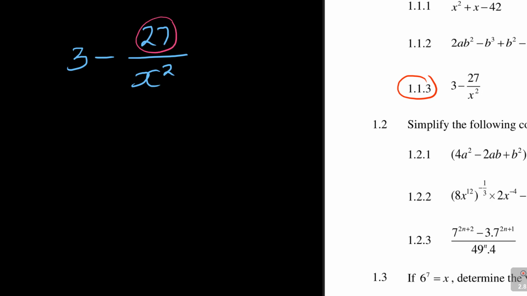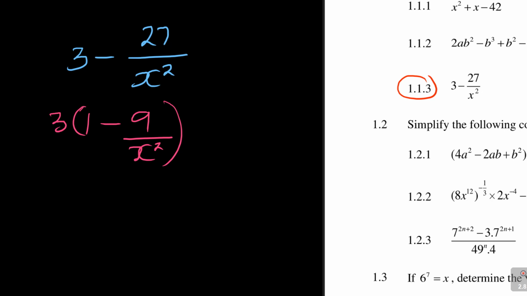And 27. What is common? Is 3. 3 is common there. So 3 into 3 is 1 minus 3 into 27. It's 9 over x squared. Guess what? There is the difference of 2 squares, which is equal to 3. Now 1 minus what is 9? Remember, 9 is 3 squared over x squared. See that this was a difference of 2 squares, what I'm talking about.